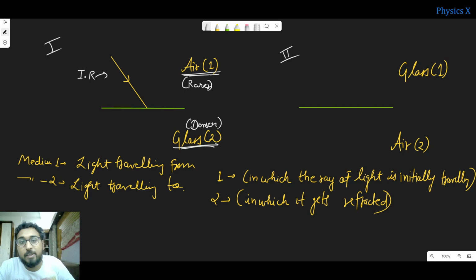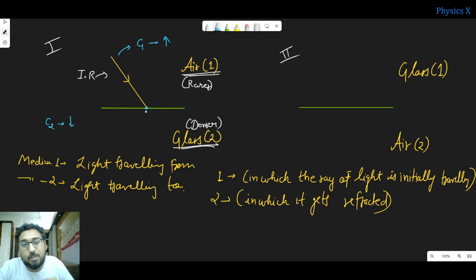So I told you what? In the case of air, it is a rarer medium. So the speed of light here is more, right? And in this case, the speed of light will be what? Less. The moment it enters this, at this point, the speed of light will be less. So it will now bend, that is for sure.